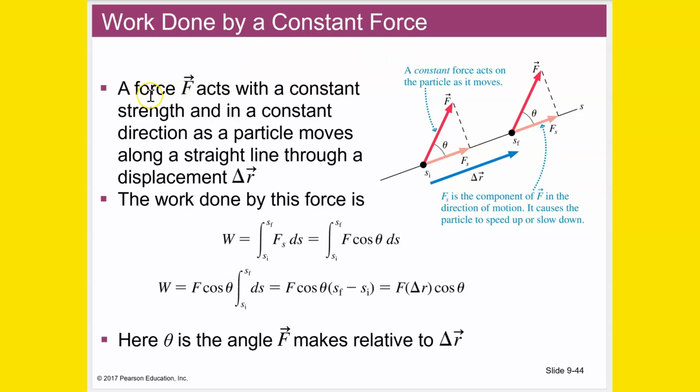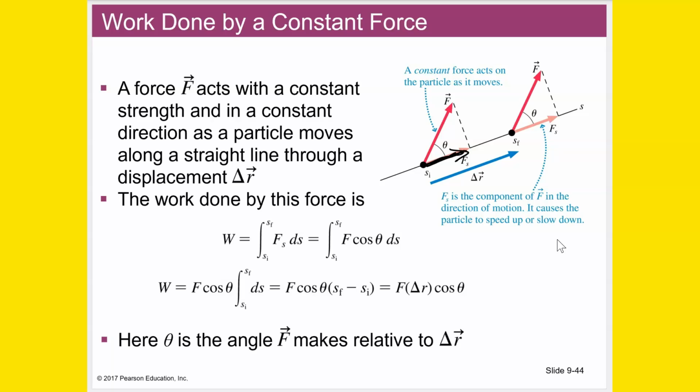All right, work done by a constant force. A force F acts with a constant strength and in a constant direction as a particle moves along a straight line through a displacement, which we're going to call delta R in this case. So you have this force vector, but the object is going through this displacement vector, so the force is not exactly in the direction of the motion. That's also not opposite of it. So what you can do here is just break it down into its component that is in that same direction.